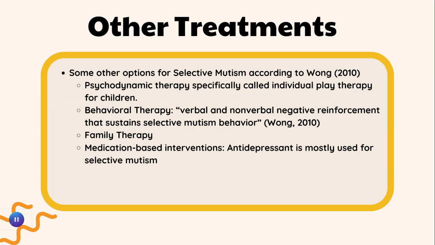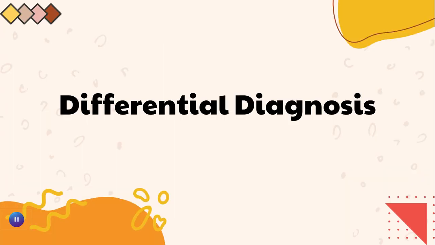So here are some other treatment options. We have psychodynamic therapy, which is specifically called individual play therapy when you're dealing with children. Next is behavior therapy. As we've seen before with the teacher, they will provide verbal and non-verbal negative reinforcement that sustains selective mutism behavior. And then next is family therapy. The last one is medication-based intervention. These are antidepressants, which are mostly used for selective mutism. So this is the medication that's provided for this diagnosis.